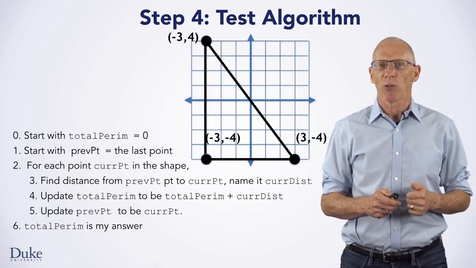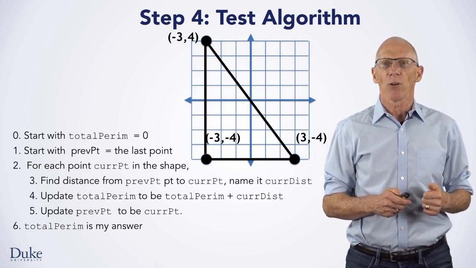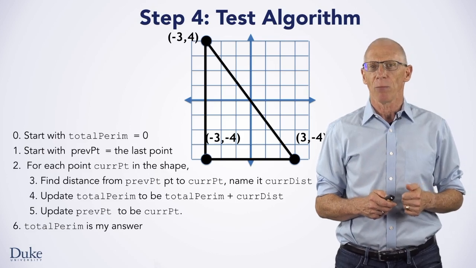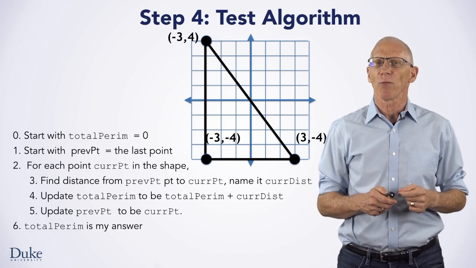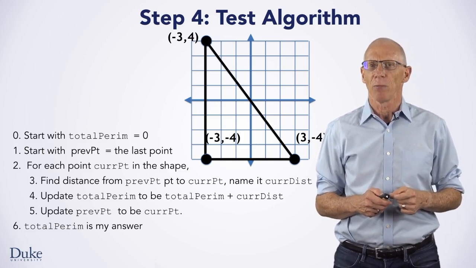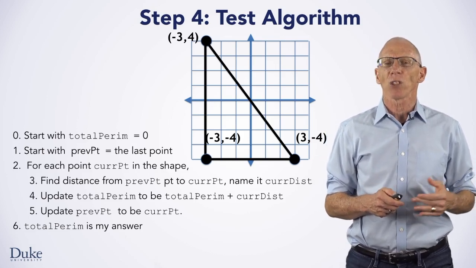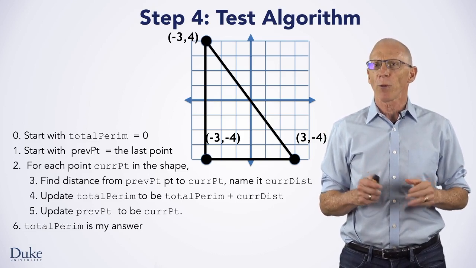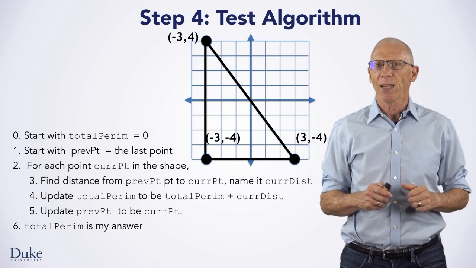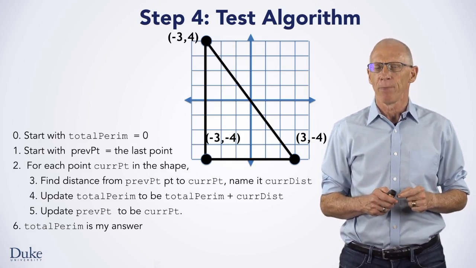To test the algorithm, we need a different instance of the problem, something other than what we used to make the algorithm. In fact, it's good if our test instance is pretty different from the one we used to make the algorithm. Here, we've shown a triangle instead of the four-sided trapezoid we used when we developed the algorithm. Before we go any further, take a second to figure out what the right answer is. What is the perimeter of this shape?